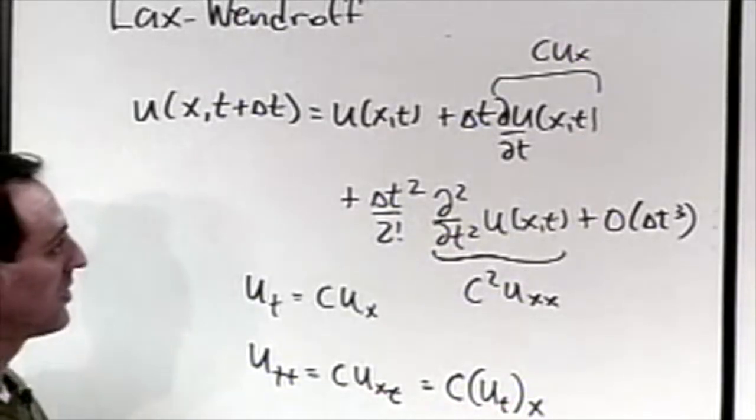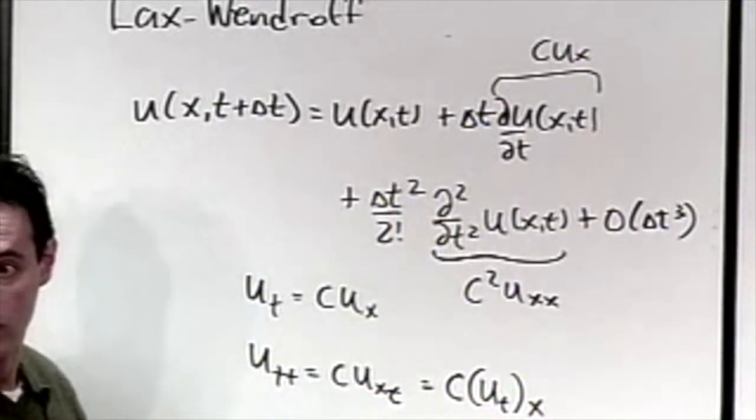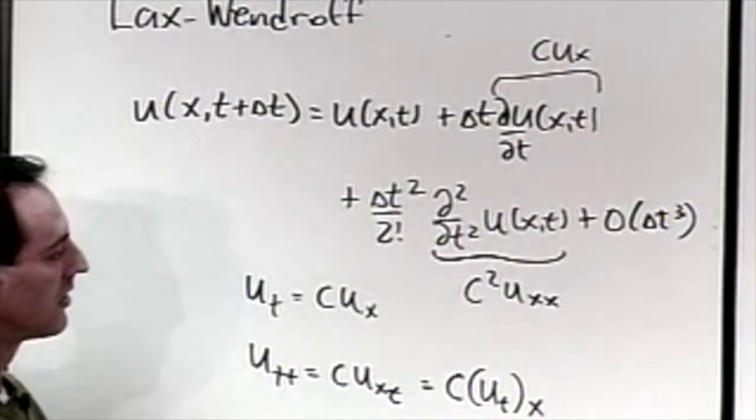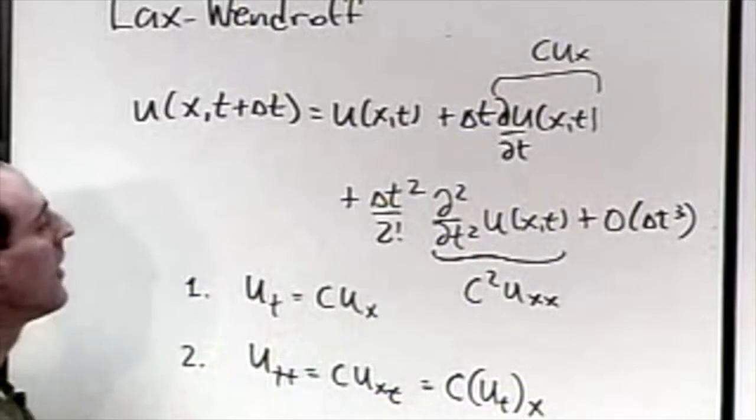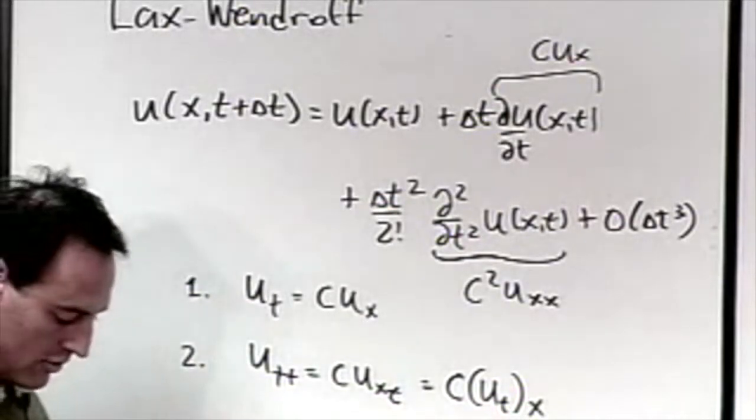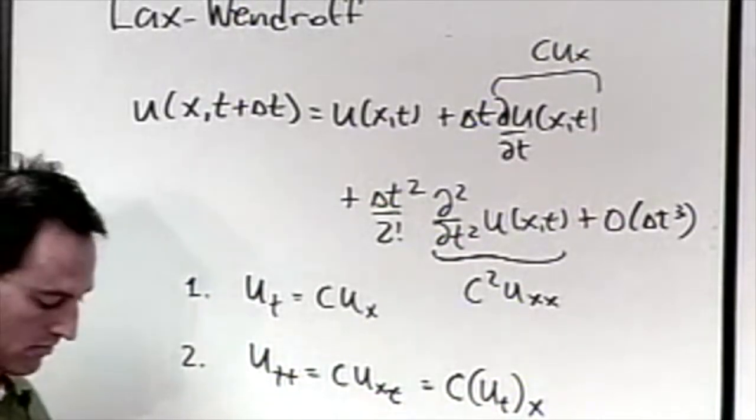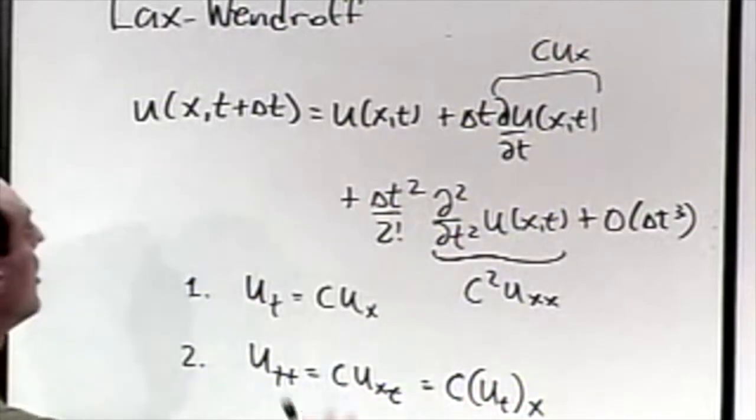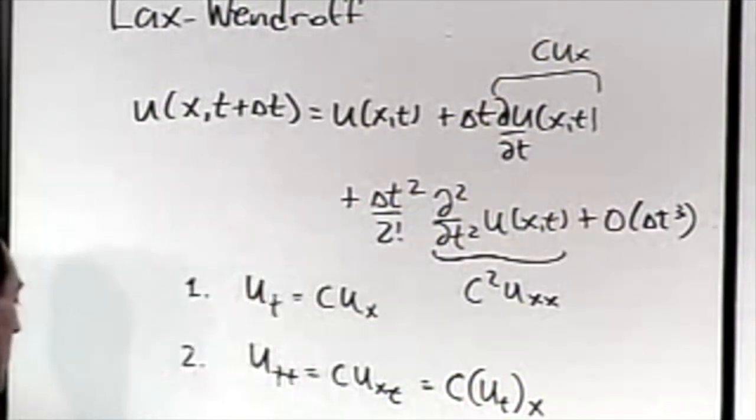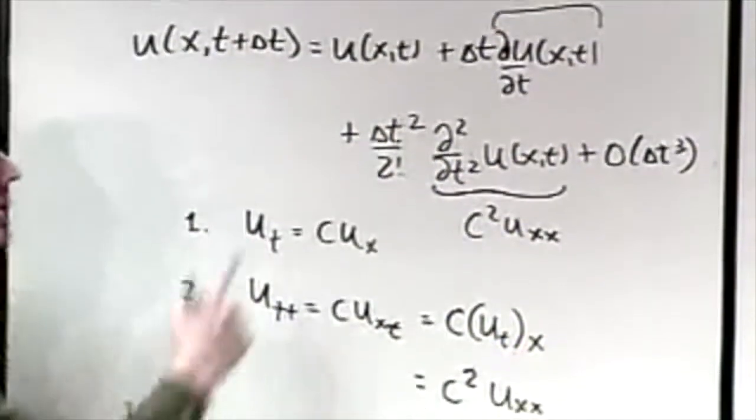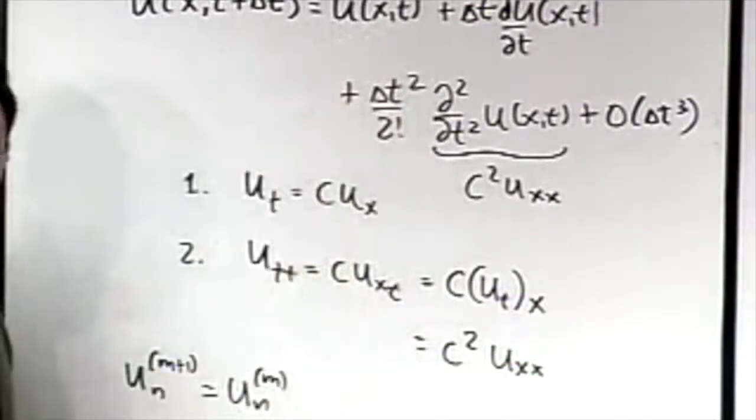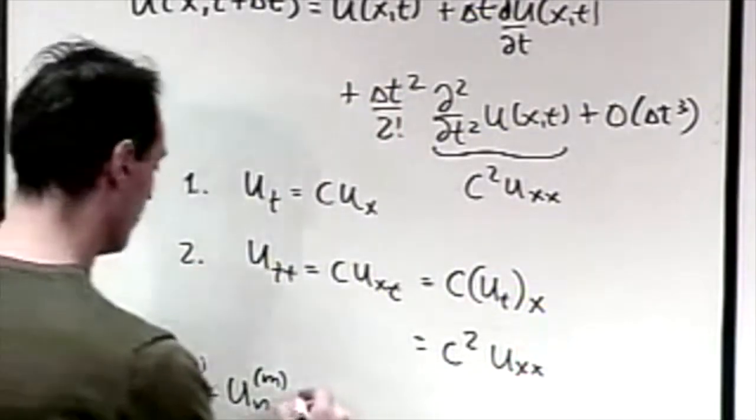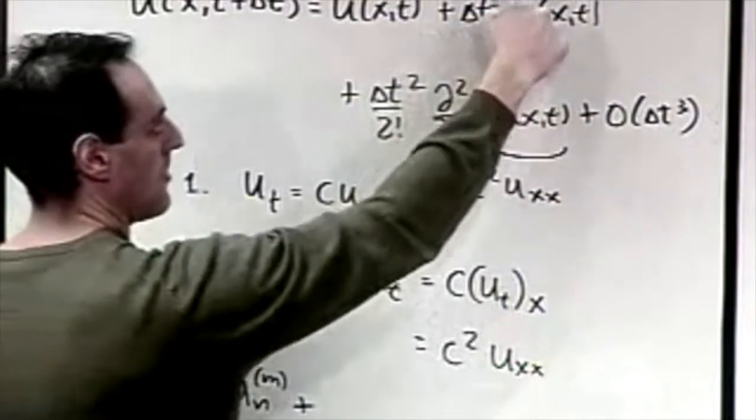Now notice what this essentially does. Just by using this observation, number 1 and 2 here, you plug those in there, and what do you have? You have an iteration scheme. In particular, you have your time in the future, u of n, m plus 1 is equal to your current solution plus delta t times c u_x.